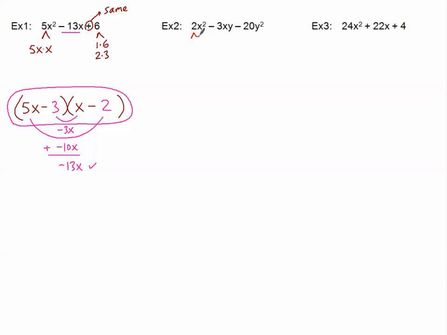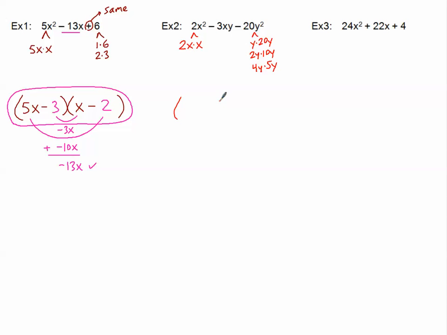Let's split apart my first term. I get 2x times 1x. It's really the only option for the front. The back, I've got 1y times 20y. I could do 2y times 10y. 3 does not go into 20, but 4 does. 4y times 5y. And that's it. Those are my 3 pairs.